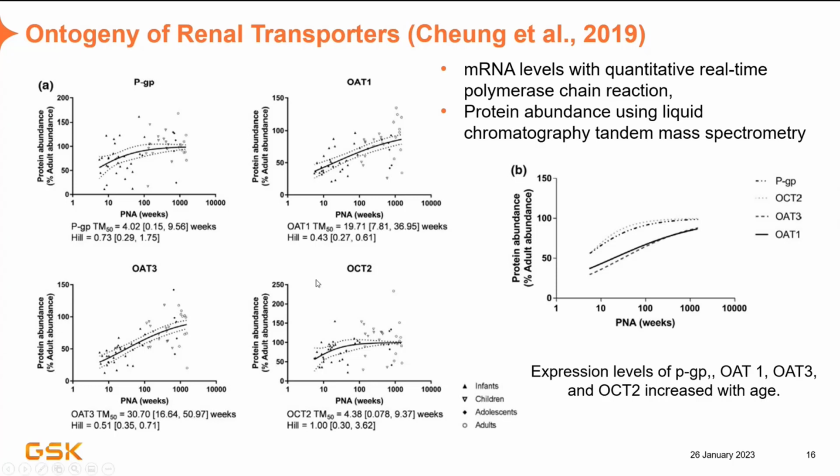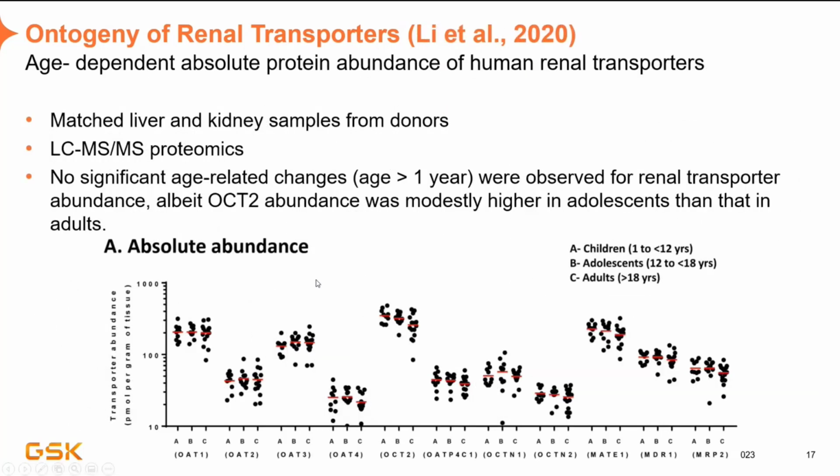The next set of data that was available was by the Lee et al. Prasad group, and they showed quite different data from the previous set. They also looked at the proteomic samples. They had matched samples for the liver and kidney, which is a big advantage.